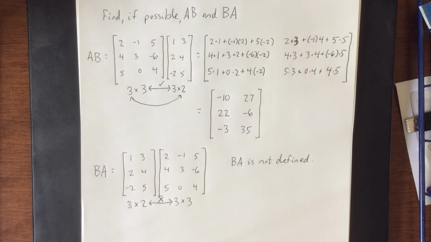Now, if we were to use a calculator to do something like this, I believe the error that you would get here is dimension mismatch, just meaning that these two numbers are not equal to one another, therefore the multiplication is not defined.